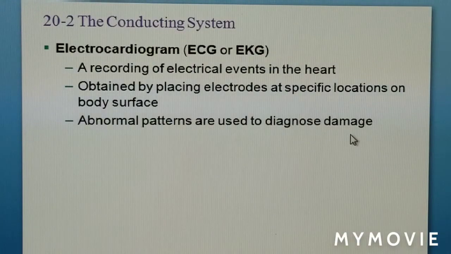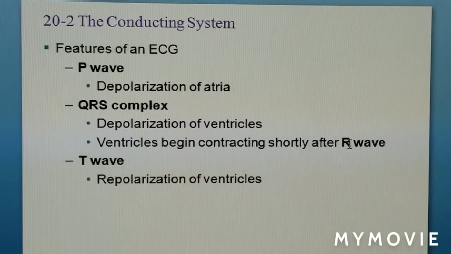Electrocardiogram, ECG or EKG, a recording of electrical events in the heart obtained by placing electrodes at specific locations on the body surface. Abnormal patterns are used to diagnose damage. Features in the ECG: the P wave, which we looked at, depolarization of the atria. QRS complex, depolarization of the ventricles. The ventricles begin contracting shortly after the R wave. And the T wave, the repolarization of the ventricles.